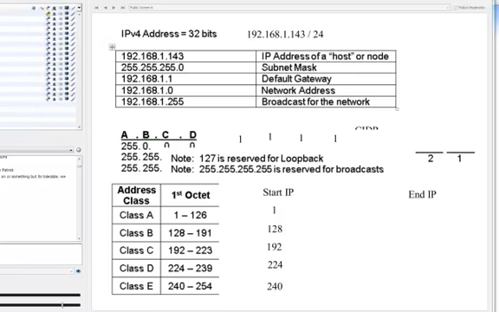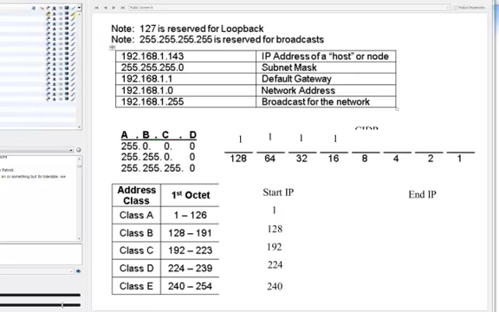And let me just throw it up here, okay? 127 is reserved for loopback. So we're going to end A at 126. So I know Class C starts at 192. So Class B has to end 1 before that. So where does B end? 191.